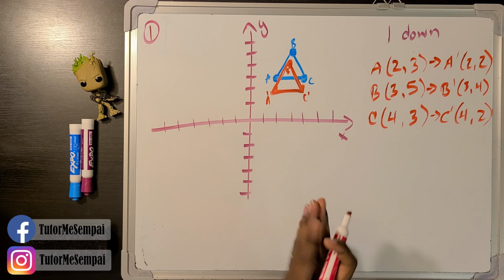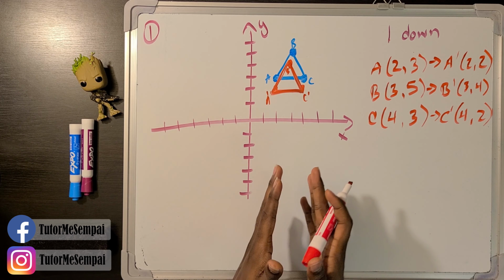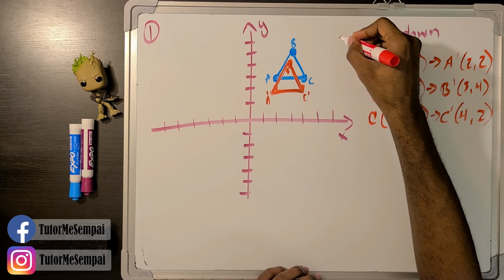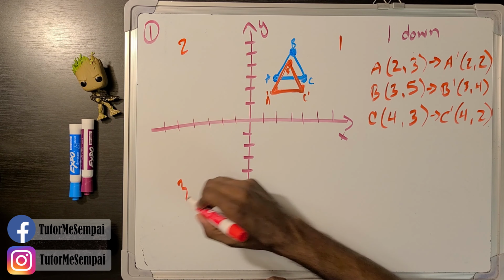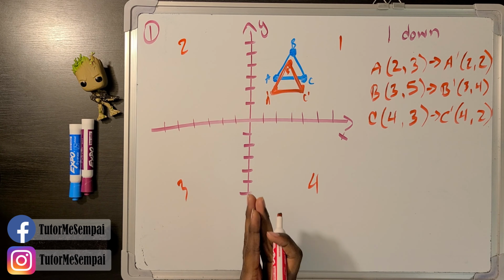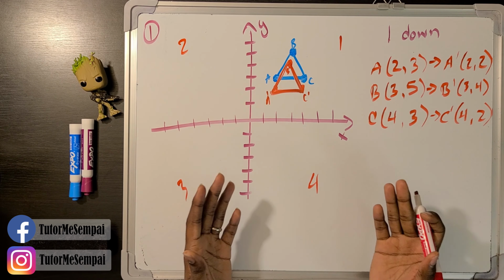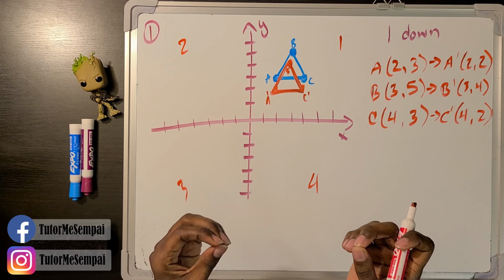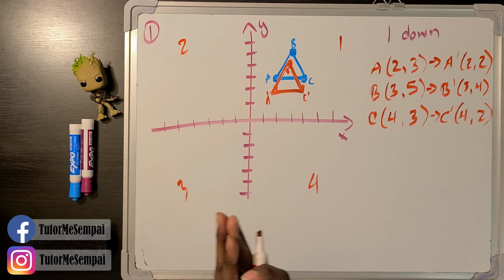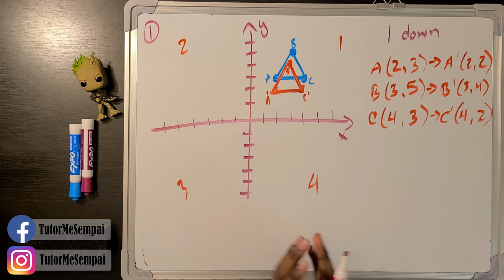Now translations, as you see, does not necessarily mean that you're going to be going to another quadrant. This is our first, second, third, and fourth quadrant. Some translations will keep you in the same quadrant as you see here, but others will transform you in such a way where you're moving from one quadrant to another. Let's look at one more example.